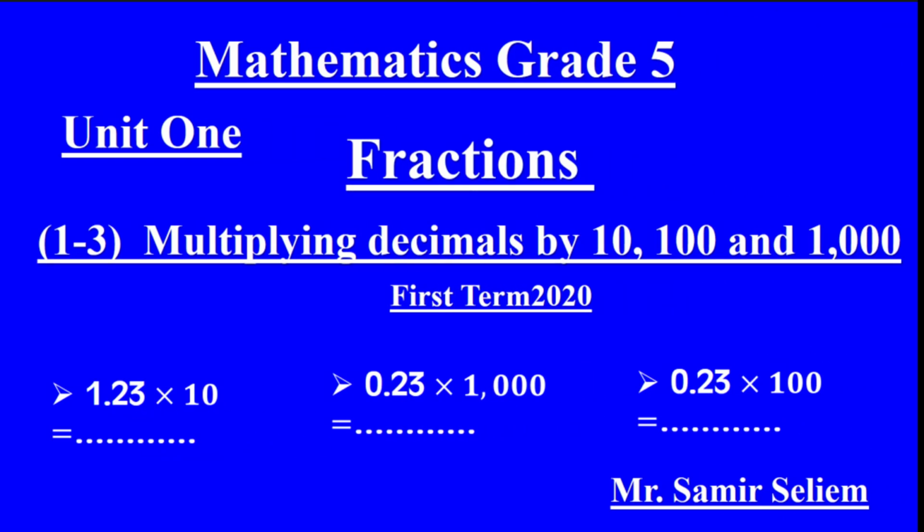In this video tutorial we will learn how we can multiply decimals by 10, 100 and 1000. How can we find 1.23 times 10, 0.23 times 1000, 0.23 times 100? Let's start.